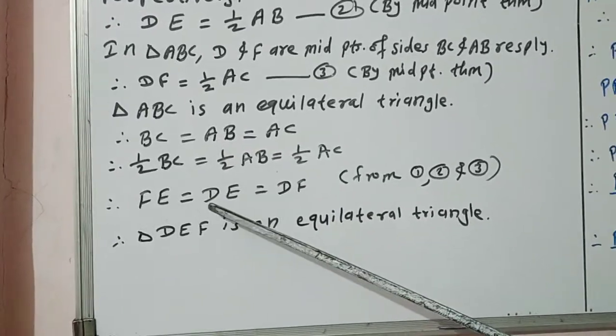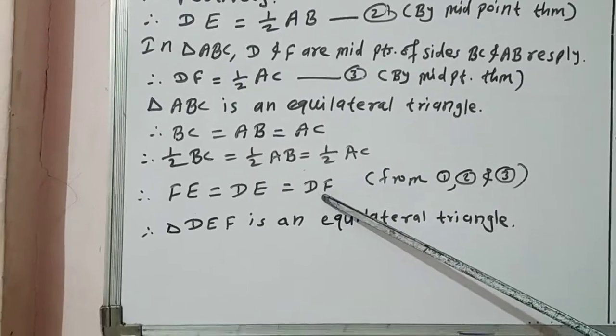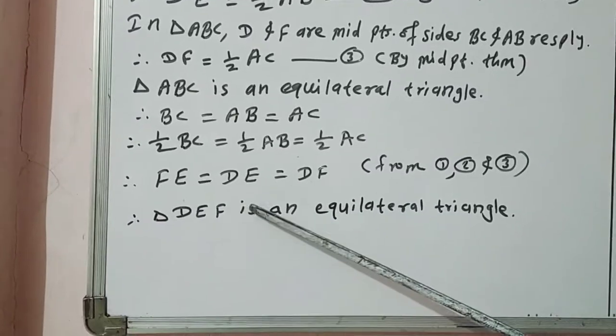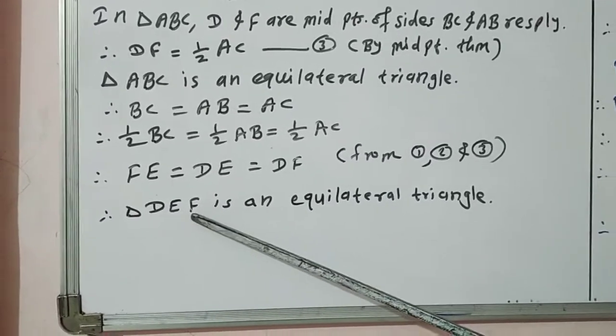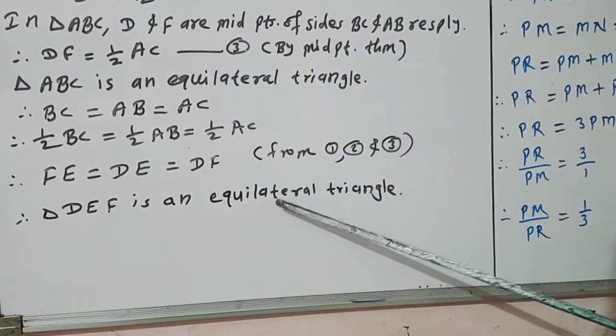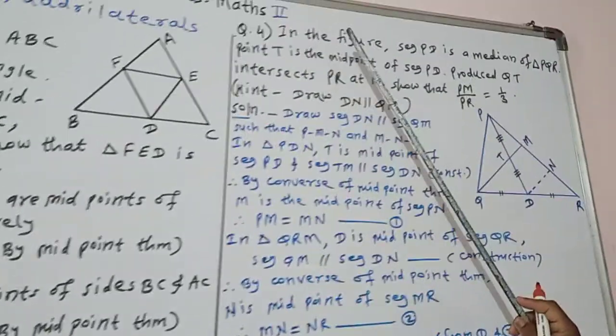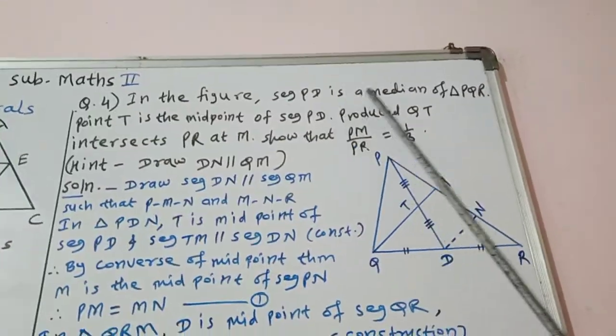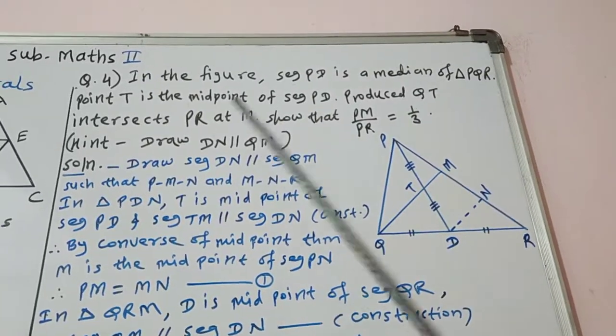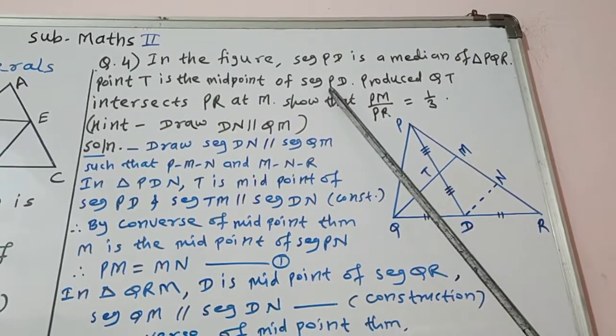Therefore FE is equal to DE is equal to DF. Means all these three sides of triangle DEF are equal. Means triangle DEF is an equilateral triangle. Now question number 4. In the figure, seg PD is a median of triangle PQR. Point T is midpoint of seg PD.